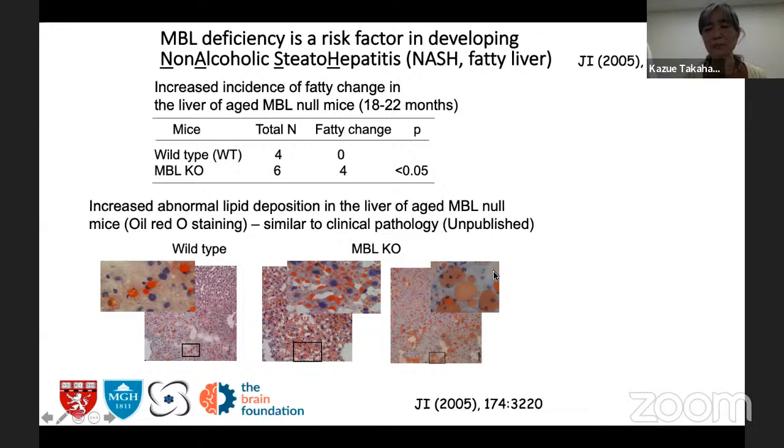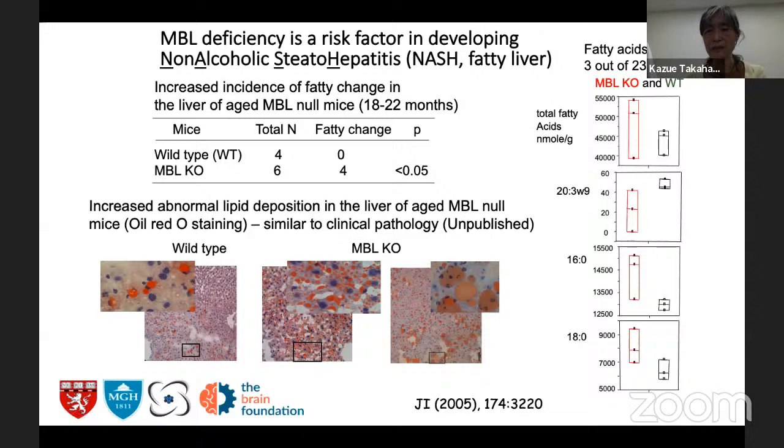And we consulted pathology, and they said they see a similar pattern in the human as well. We also looked at fatty acid analysis, and 20 out of 23, I think 16 and 18, we had only 3 each, wild-type and Mbl knockout mice, but the 16 and 18 change seems to be higher in Mbl knockout.